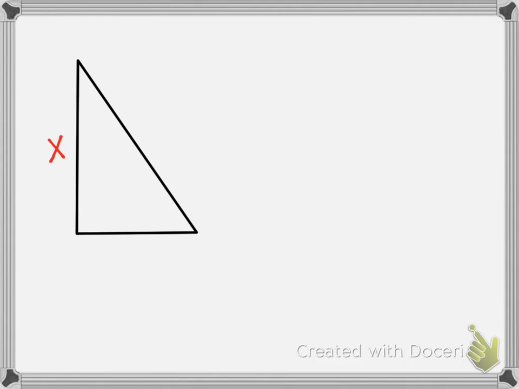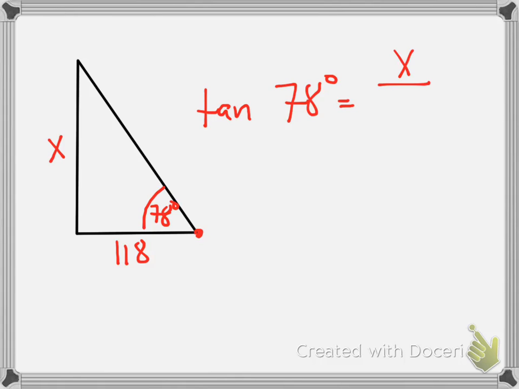And the surveyor is standing right there. So this distance is 118. And he measures the angle between the ground and the top of the monument to be 78 degrees. So you want to know how tall the Washington Monument is. So we're using 78 degrees, and we're doing opposite over adjacent, so that's tangent equals x over 118.